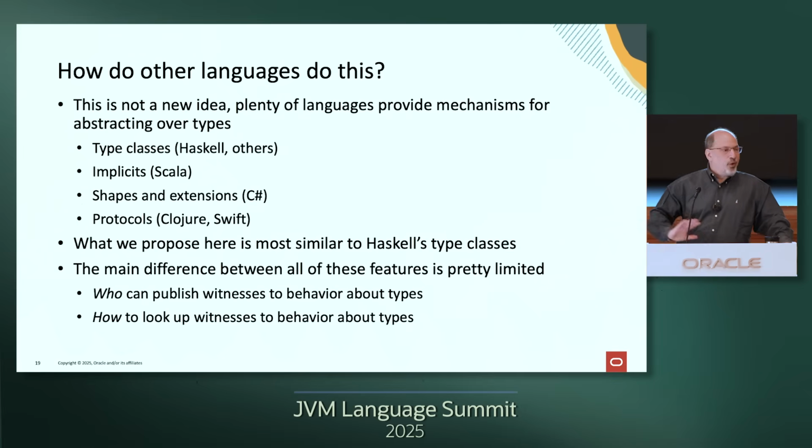I could go through all of the mechanics of each of these, but I won't. I could go through the pros and cons of each of these, but I won't. I'm going to cut to the chase and say the one that we found most appealing was the Haskell model of type classes, and what we're going to propose here is most similar to that. But if you look at all these features from a 30,000-foot view, what you see is the same feature with two knobs. And those two knobs are who can publish witnesses, and how do we find those witnesses? And the rest of it is mostly mechanics and syntax.